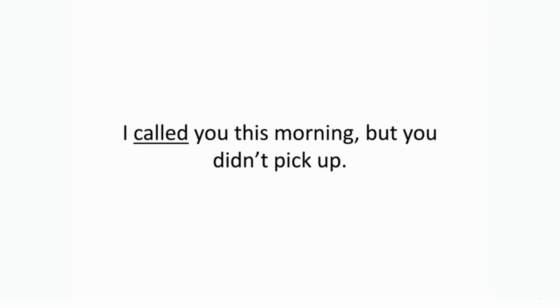Now, there is a very long list of irregular verbs that are formed differently in the past simple, and we will look into these a little later in the lesson.